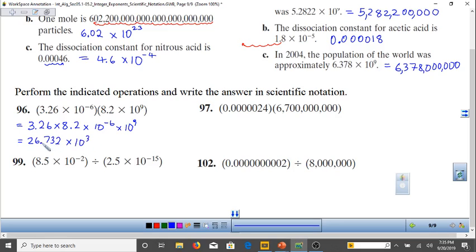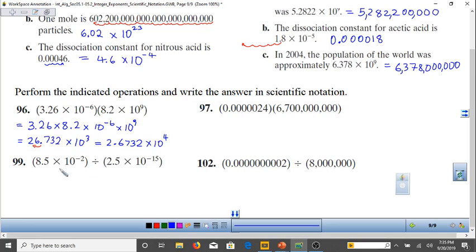This is still not in scientific notation because I have to move the decimal point one place to the left. When I move it one place to the left, I now get 2.6732, making the number appear smaller. And to adjust for that, I have to move the exponent of 10 to the right to make that bigger. And there we have it.